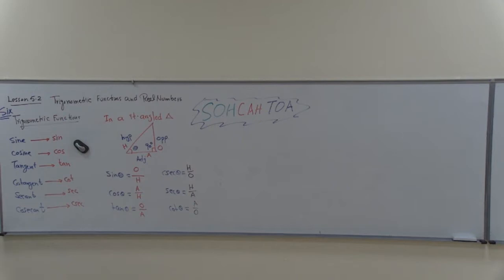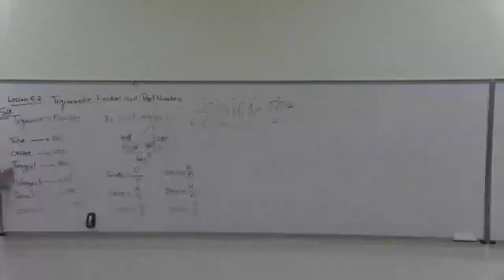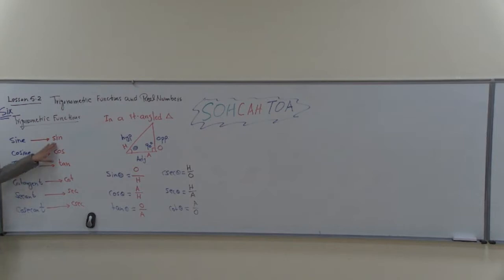Okay, so we have six trigonometric functions: sine, cosine, tangent, cotangent, secant, and cosecant. How to abbreviate them? Sin, we say sine; cos, we say cosine; tan, tangent; cot, cotangent; sec, secant; csc, cosecant. So these are the six trigonometric functions.